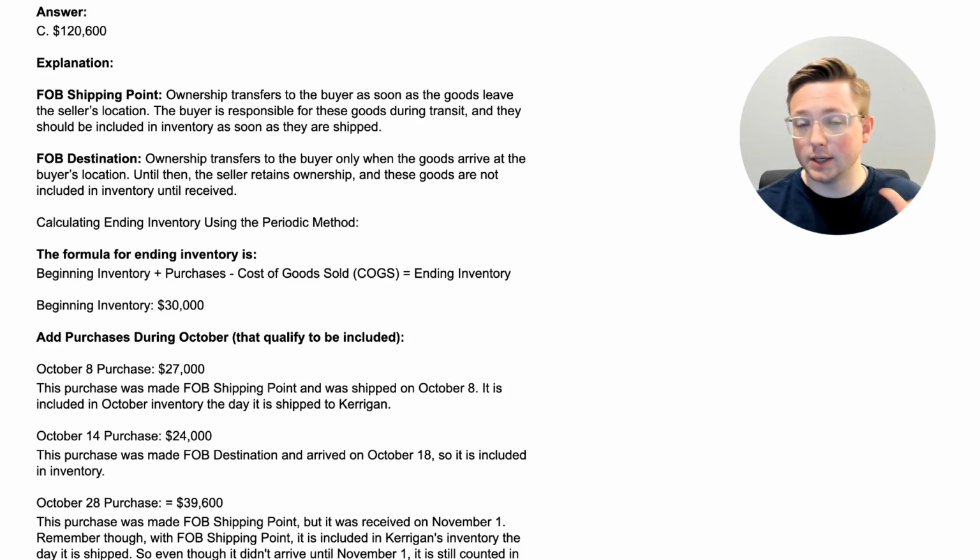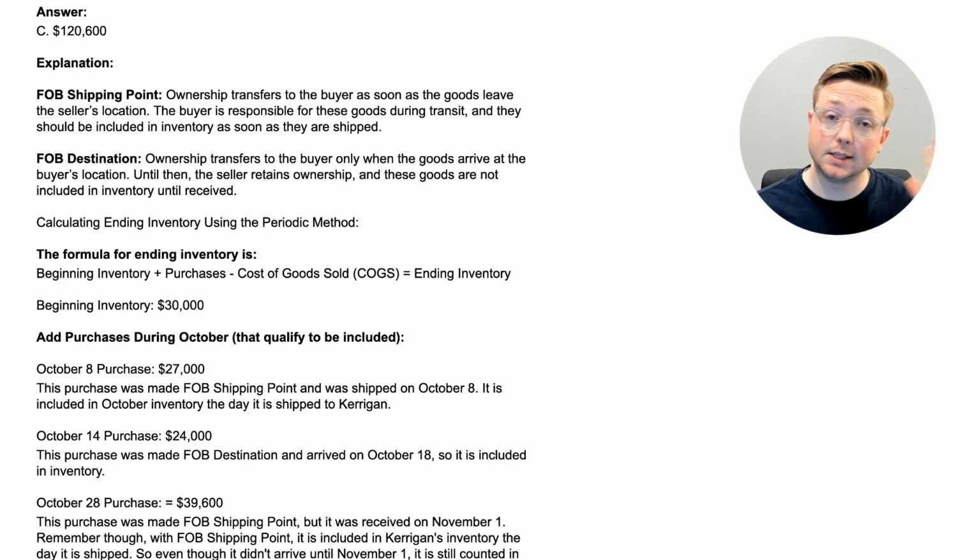Now, this is a pretty simple concept. There's a lot of words here, but it won't be too hard to go over. So let's go over this. FOB shipping point, just a reminder, what that means is that ownership transfers to the buyer as soon as the goods leave the seller's location. So the buyer is responsible for these goods during transit, and they should be included in inventory as soon as they are shipped. So when somebody sells something to another person, the moment those are shipped, they are in the ownership of the person who bought them. That's what FOB shipping point means.